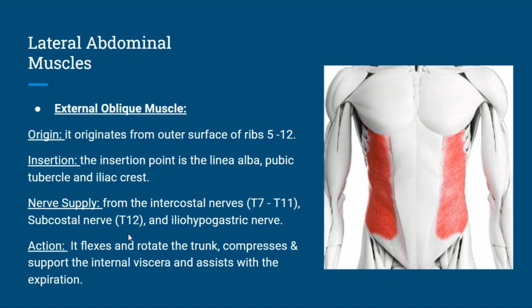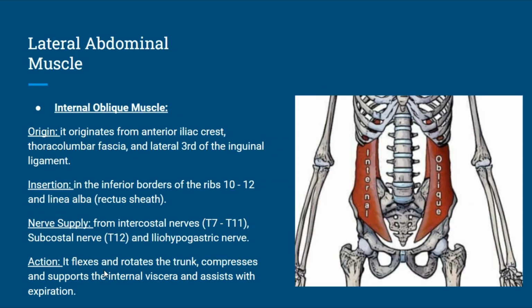The nerve supply for the external oblique muscles is from the intercostal nerves T7 to T11, the subcostal nerve, which originates from T12, and the iliohypogastric nerve. And the action is that it flexes and rotates the trunk, compresses and supports the internal viscera, and assists with the expiration. The next muscle we are going to look at is the internal oblique muscle.